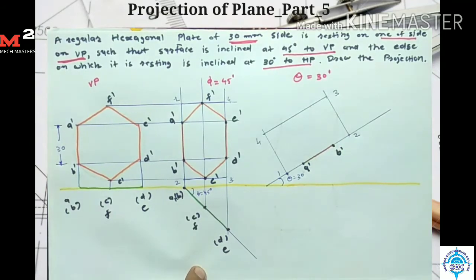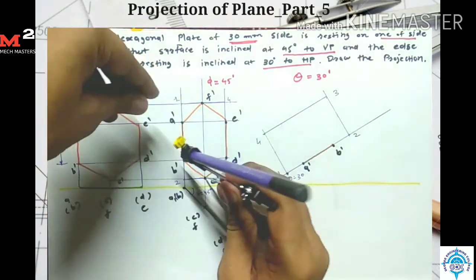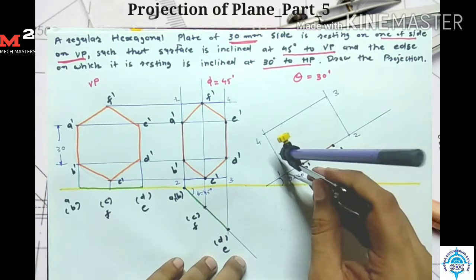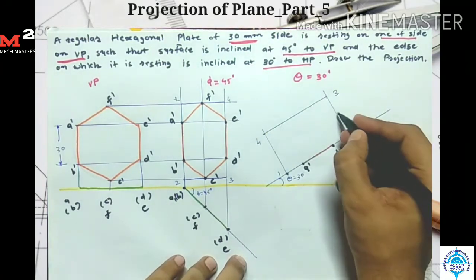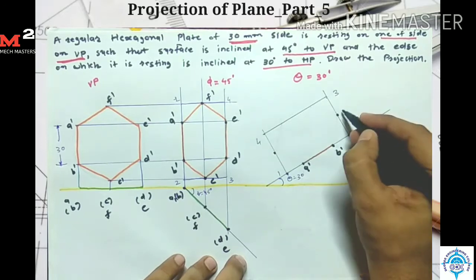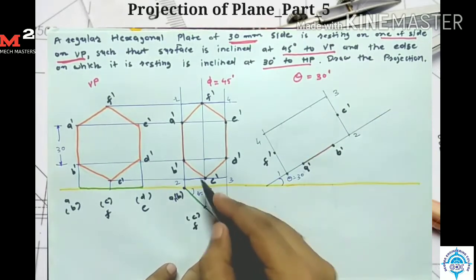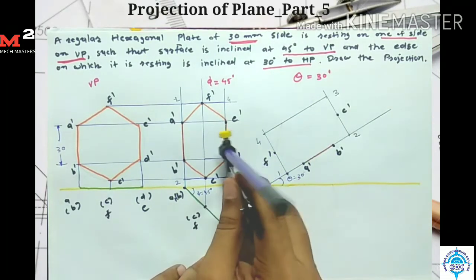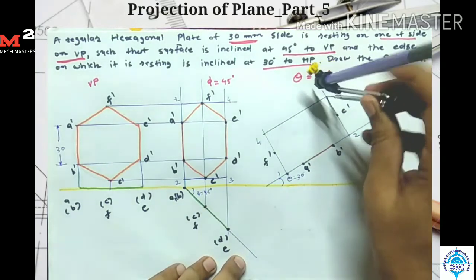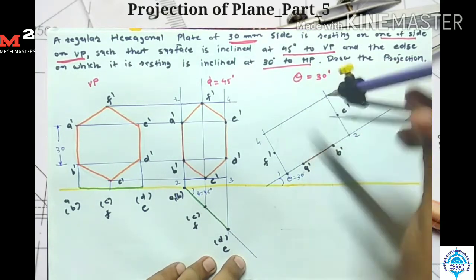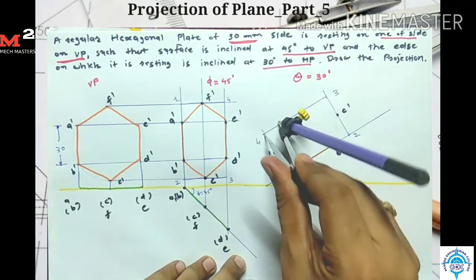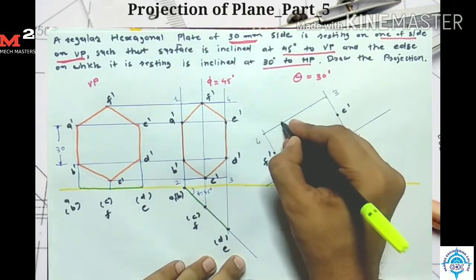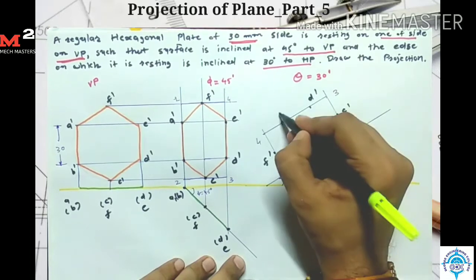Now for point C dash I measure the distance C dash 2, and from point 2 I draw one arc here and one arc here. So here I get my two points, C dash and F dash. Now for points D dash and E dash I measure the distance 3 D dash, and from point 3 I draw one arc here, and from point 4 I draw one arc here, because the distances 3 D dash and 4 E dash are the same. So here I get my two points D dash and E dash.